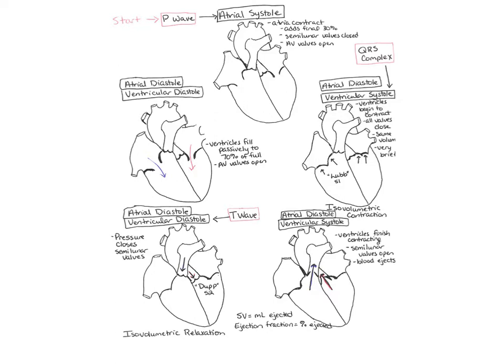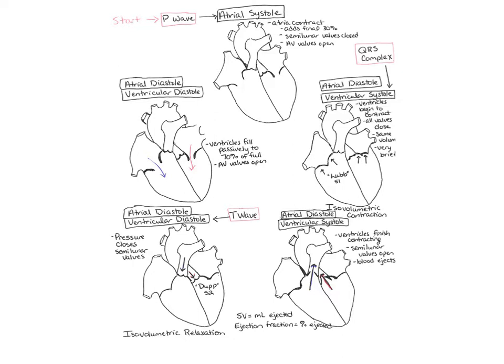Okay, so when we're looking at the contraction cycle or the cardiac cycle, we need to remember that systole is when we're getting contractions, and diastole is when we're getting relaxation. So you probably remember that from general A&P, right? Systole is contraction, diastole is relaxation. So we need to keep that in mind.